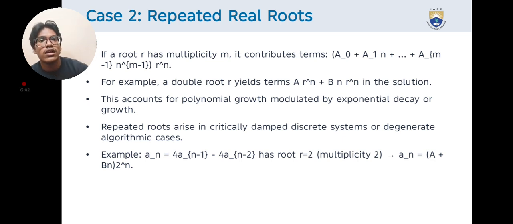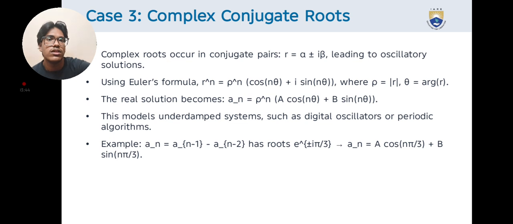Example: a_n equals 4 a_{n-1} minus 4 a_{n-2}. Case 3: complex conjugate roots. Complex conjugate pairs lead to oscillatory solutions using Euler's formula. The real solution becomes as shown, and this models systems such as digital oscillators or periodic algorithms.